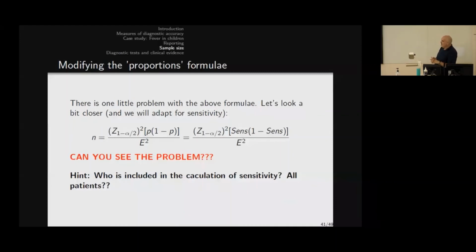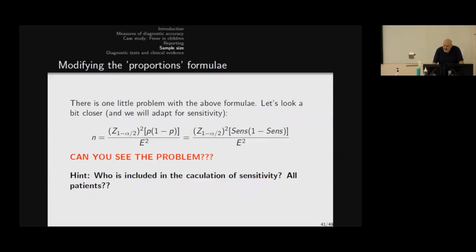Who is included in the calculation of sensitivity? Isn't it going to only be people with the disease? Because people without the disease don't come into sensitivity. They don't come into it at all. Okay, so this doesn't tell me the number of people I need. It tells me the number of diseased people I need.